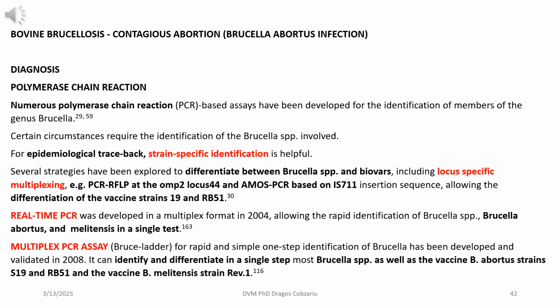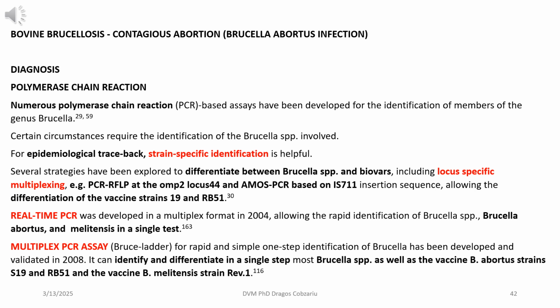and AMOS PCR based on the IS-711 insertion sequence, allowing the differentiation of the vaccine strains 19 and RB51. Real-time PCR was developed in a multiplex format in 2004, allowing the rapid identification of Brucella spp., Brucella abortus, and B. melitensis in a single test.